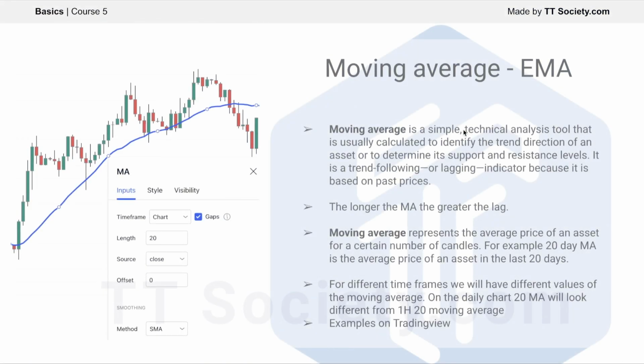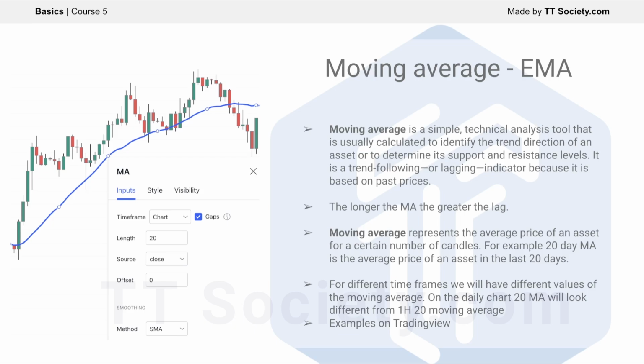The moving average. So moving average is a simple technical analysis tool that is usually calculated to identify trend direction of an asset or to determine its support and resistance levels. It is a trend following or lagging tool. Most indicators are lagging indicators. They're lagging behind the actual trend. When it comes to the moving average, the longer the moving average, the greater the lag.